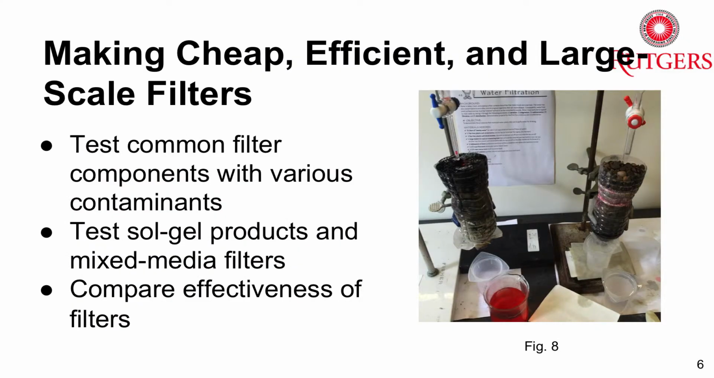So for our experiment, we aim to make water filtration units that are cheap, efficient, and large scale. We did this by analyzing different materials and ascertaining their filtration properties. So the first thing we did was we tested common filtration components, such as charcoal, gravel, or sand, and then we ran contaminants through them to get their properties. Next, we also tested sol-gel products, and compared their properties to the properties of common filtering components. And then we created mixed media filters, which are filters that have different components within it. And we use those mixed media filters to figure out the best combination and organization of the different filtering components within it.